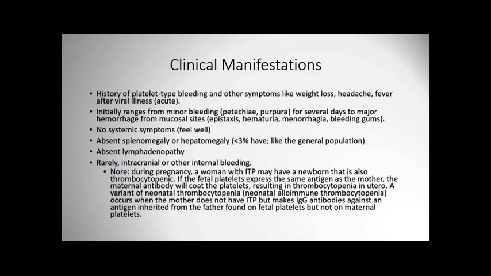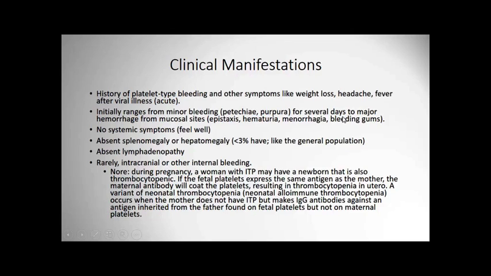Remember, we have 2 types of bleeding, the platelet type and the blood clotting type. They are going to present with superficial bleeding from skin or mucous membranes, platelet type bleeding. Also, they can present with any symptoms of the viral illness: weight loss, headache, fever. The disease ranges from minor bleeding, some petechiae, some purpura for several days, or in some cases can have major hemorrhage from mucosal sites: epistaxis, hematuria, menorrhagia, bleeding gums.